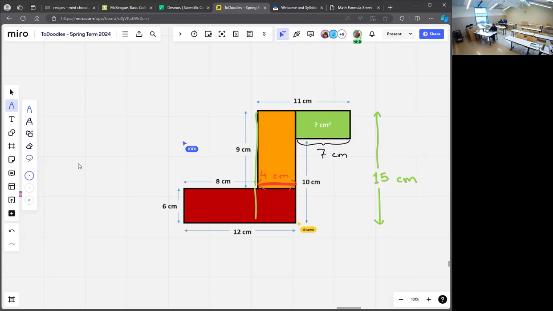So if this part is 10, then what's this part going to be? 5. So for this green one, the area is length times width. So 7 times 5 is 35 square centimeters. For some reason they're in centimeters instead of inches. There you go. That was pretty good.